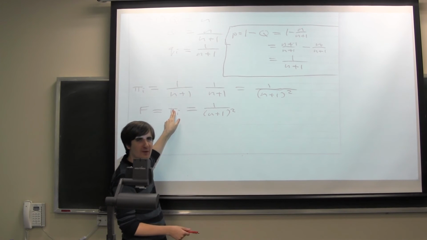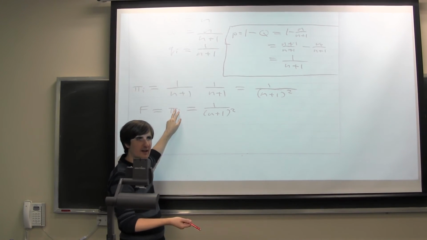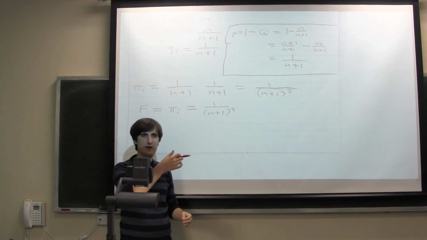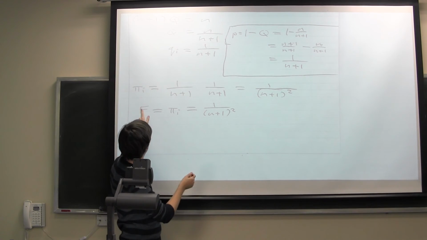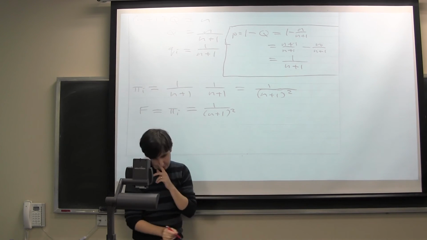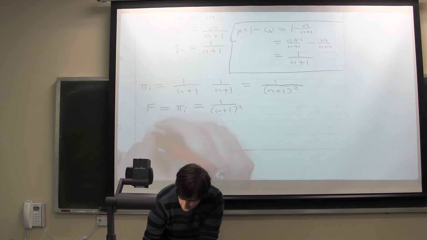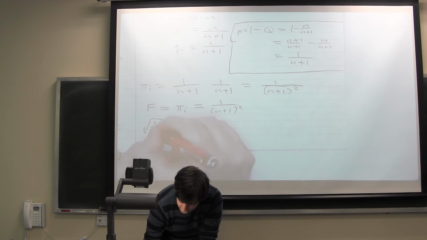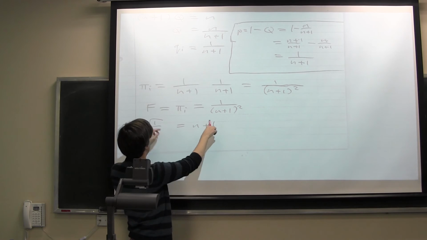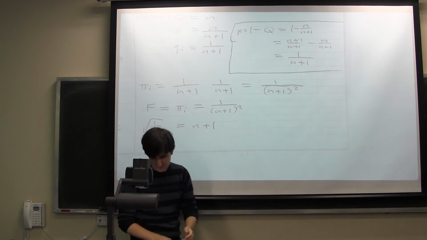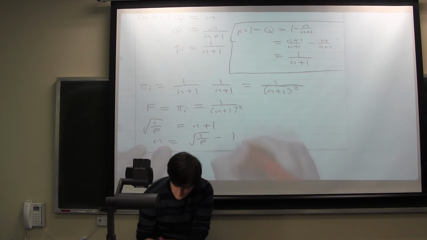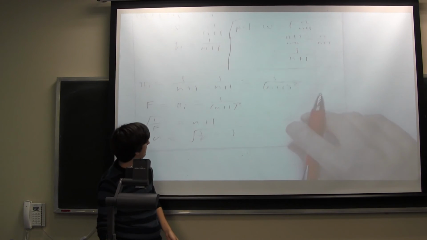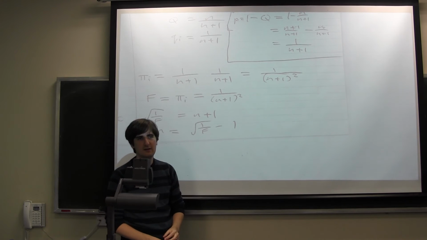So this is the profits they make once they've entered. Okay, so firms are going to carry on entering until the marginal entrant would make no profits. So the condition is that F must be equal to that thing. So the square root of 1 over F must be equal to n plus 1. I've just inverted both sides and taken square roots. Okay, so n is equal to root 1 over F minus 1. Is that the answer you got?